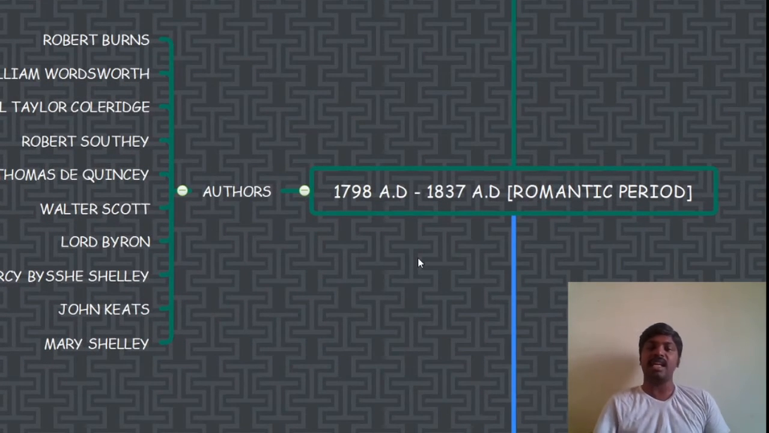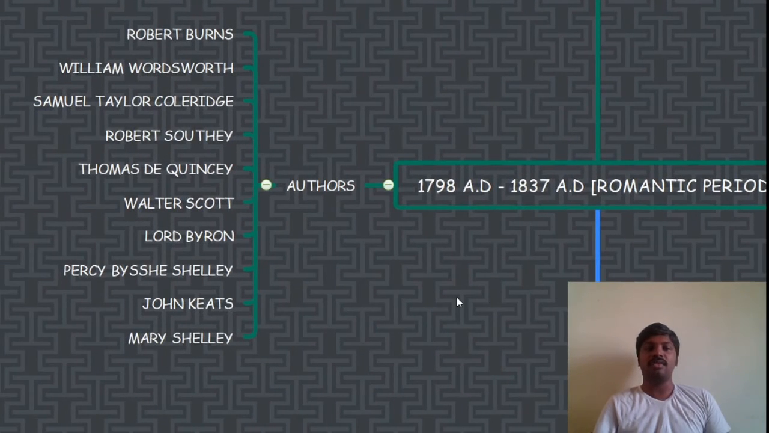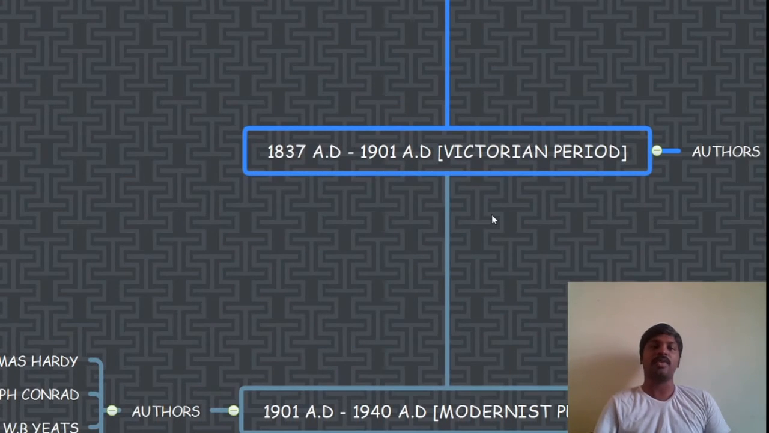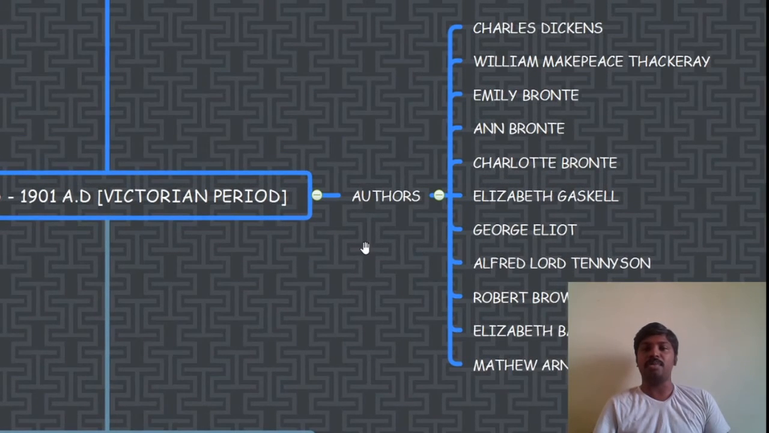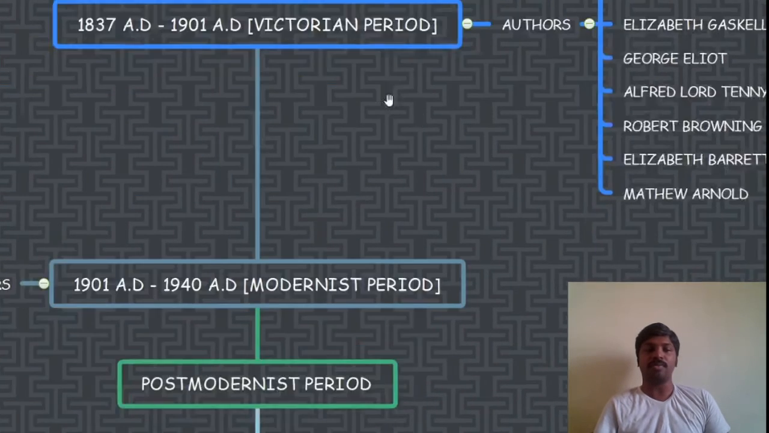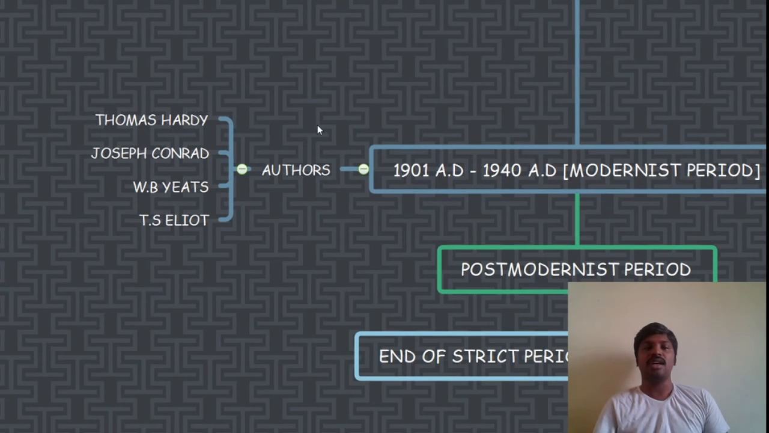Between 1798 AD and 1837 AD, you have the Romantic period, during which time the English literary history was very prosperous. Between 1837 AD to 1901 AD, you have the Victorian period, and from then on, you have the budding of a new genre of writers called the novelists. Between 1901 AD to 1940 AD, you have the modernist period, and you have a continuance of the novel and the new ideologies as well called modernism.